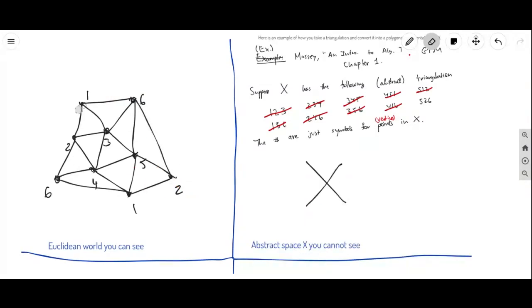And we can now put an equivalence relation on this space. So this is a space in the Euclidean plane. And you see the 1 and the 6, they kind of have to, you have 2 and 6, and you have 2 and 6.